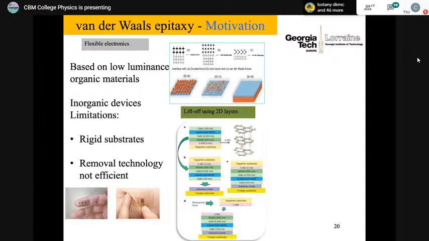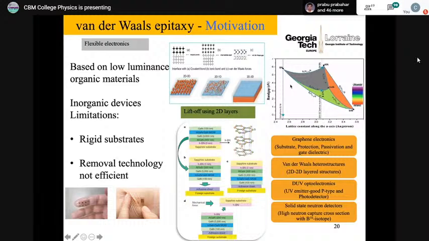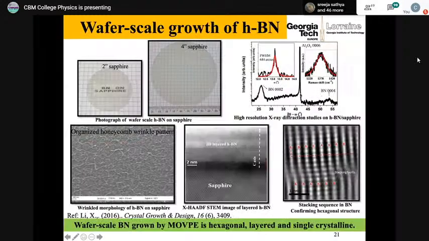So this is very, very interesting for lift-off technology. For that, we used boron nitride. Not only for that, we can use van der Waals epitaxy for graphene electronics, van der Waals heterostructures, deep UV optoelectronics, and solid-state neutron detectors technology. So we are actively pursuing all these areas in terms of boron nitride and boron gallium nitride, aluminum nitride alloys technology. Here I'm sharing the latest results on van der Waals epitaxy.